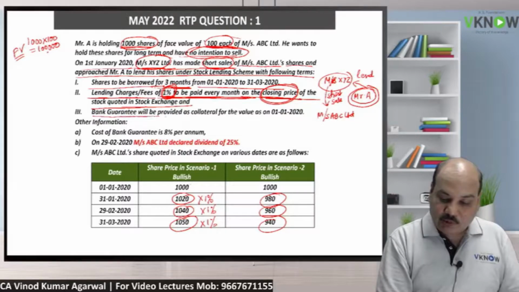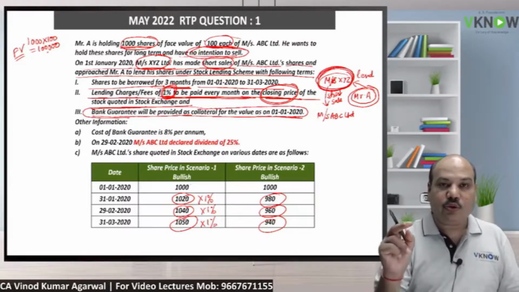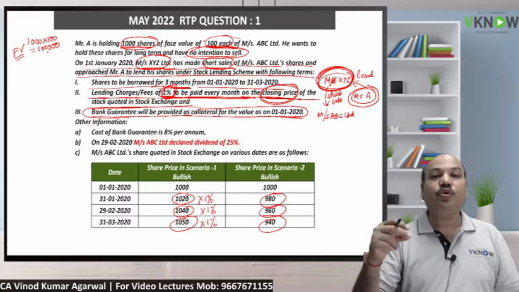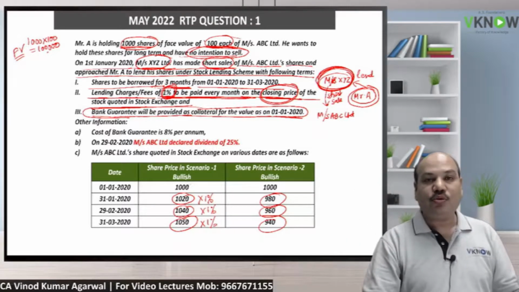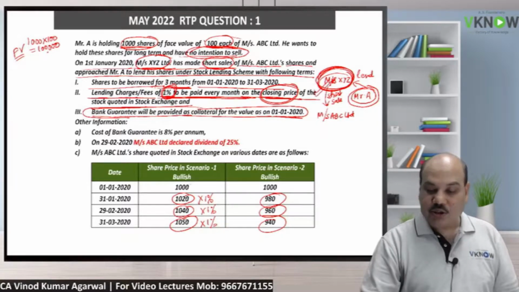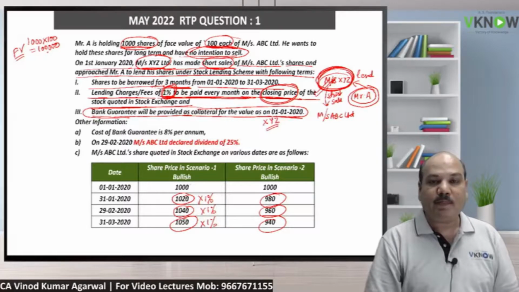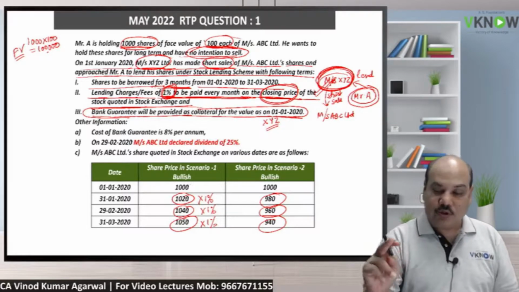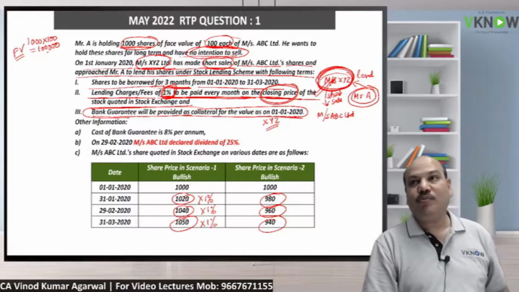The bank guarantee will be provided as a collateral for the value on 1/1/2020, and Messrs. XYZ, the one who does the short selling, will have to give the bank guarantee, and there is a cost of bank guarantee. So who is going to bear the cost of bank guarantee? Messrs. XYZ. So bank guarantee commission will be a cost to Messrs. XYZ, and that is how the stock can be sold short. This is how the stock lending scheme works.